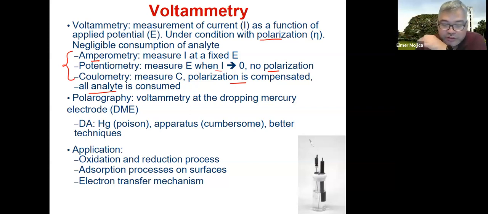Okay, so in voltammetry, there is concentration polarization. If you're going to recall polarization, can you recall what polarization is? Anyone?